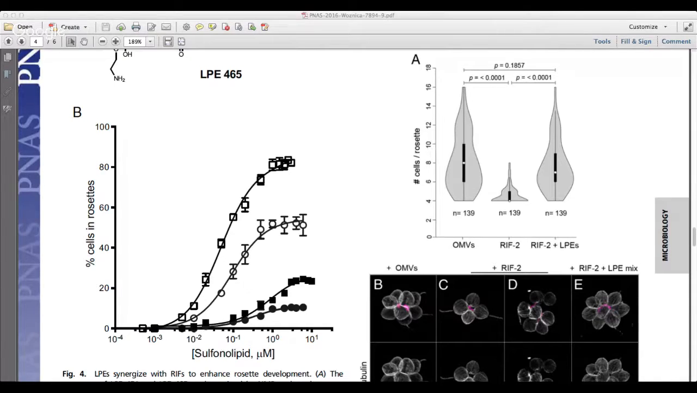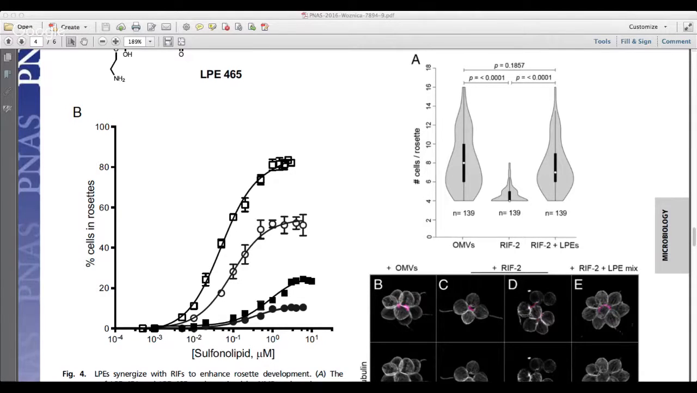But basically what they're doing is they're just doing pairwise comparisons between the groups. So they're looking at, is there any difference between outer membrane vesicles and RIF2, we see a drop-off in terms of number of cells per rosette. Between RIF2 and LPEs and RIF2 alone, you see a statistically significant drop-off in terms of numbers of cells per rosette. But if you're looking at the top bar, if you're going to compare outer membrane vesicles and RIF2 plus LPEs, they did not see a statistically significant difference. So it looks like RIF2 and the LPEs is recapitulating a lot of what you see if you have just outer membrane vesicles.